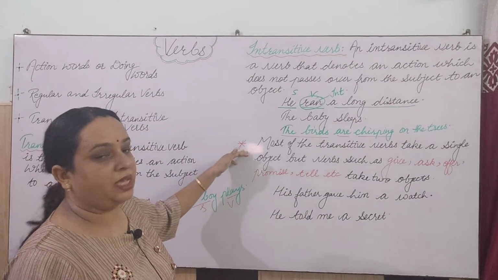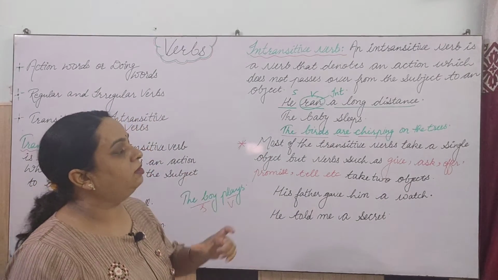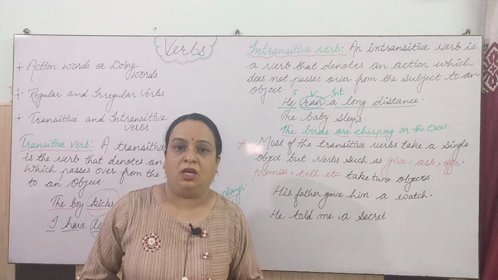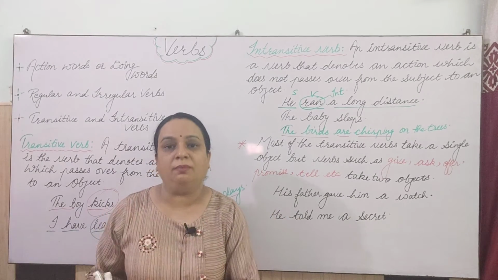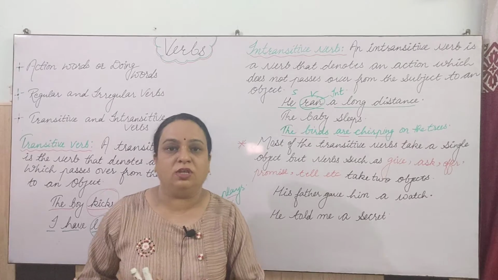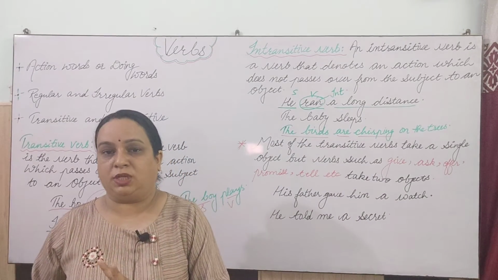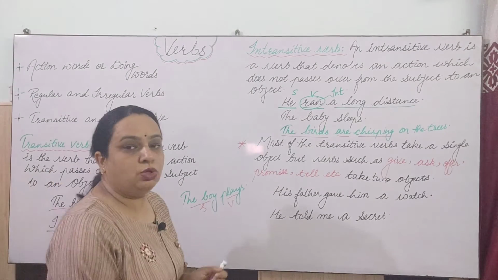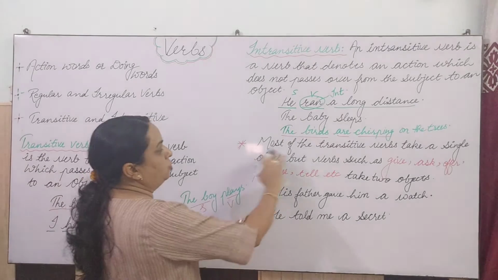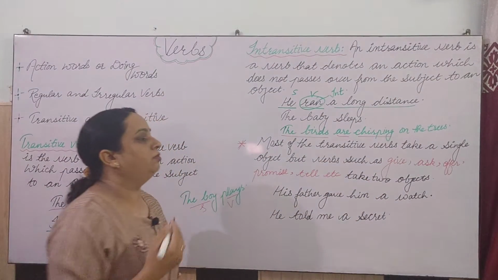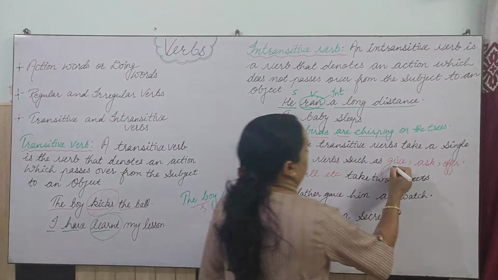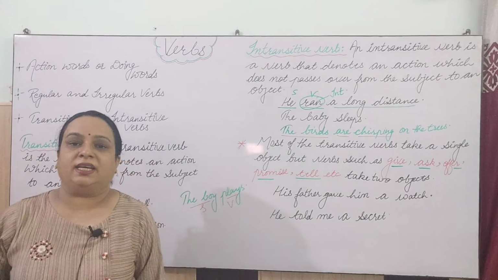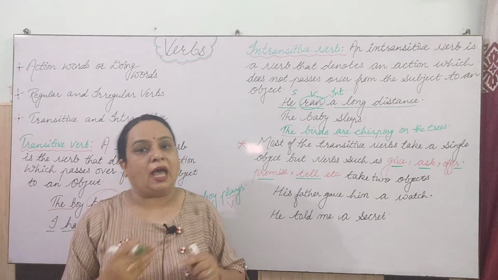Now I want to say that there are some transitive verbs which generally take a single object, but there are some transitive verbs which take both types of objects, direct objects and indirect objects. So let's work on those verbs which take both kinds of objects. Most transitive verbs take a single object, but verbs such as give, ask, offer, promise, tell, etc., take both objects, direct and indirect.